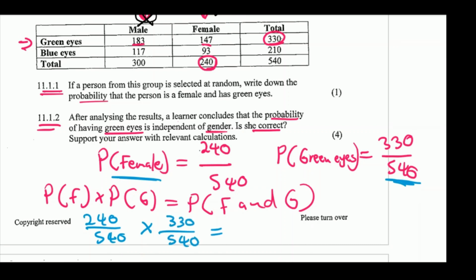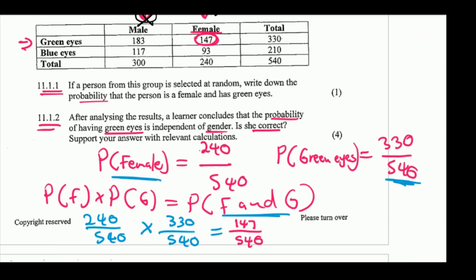So now what is the probability of females and green eyes? This portion here. We can find it in the diagram, right? So the probability of females and green eyes. If we take a look at our table, people who are female and have green eyes, it's actually this one here. So it's 147 divided by the total number of people, which is 540, right?